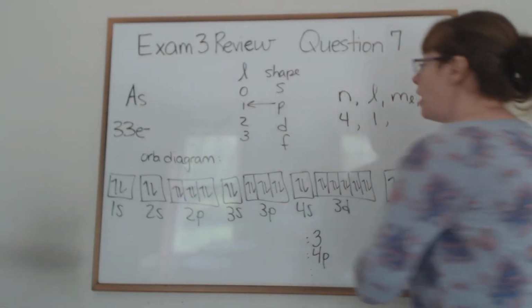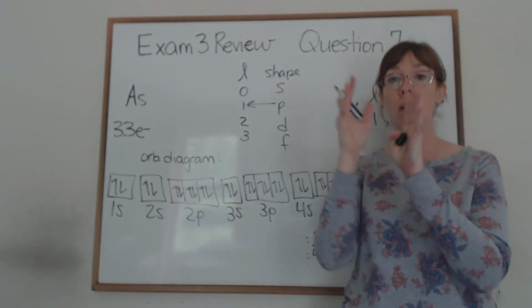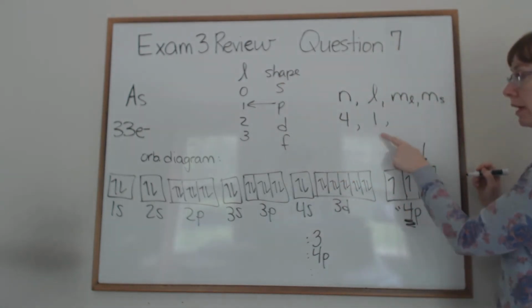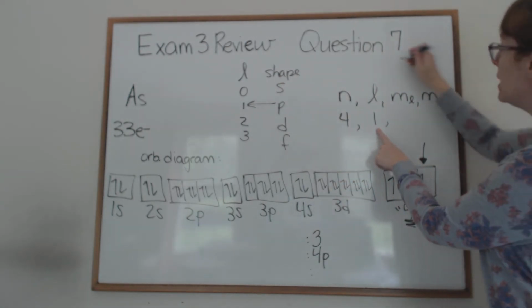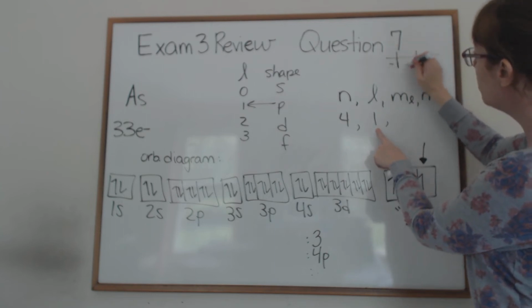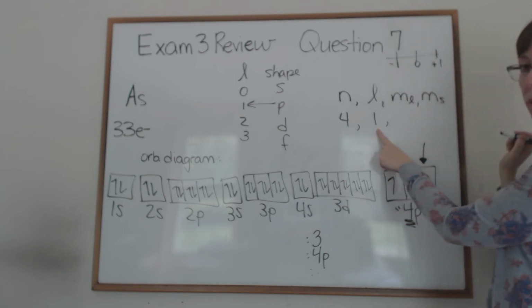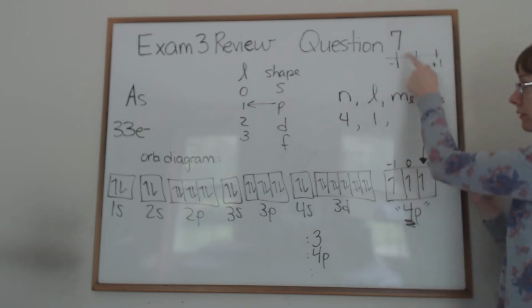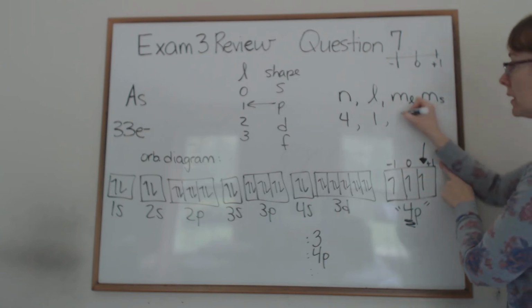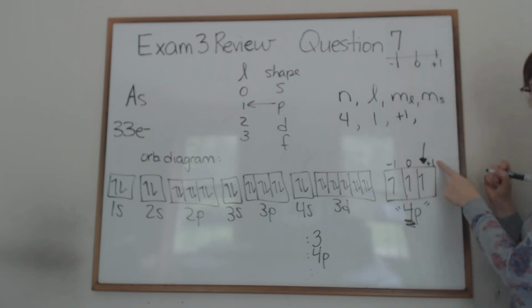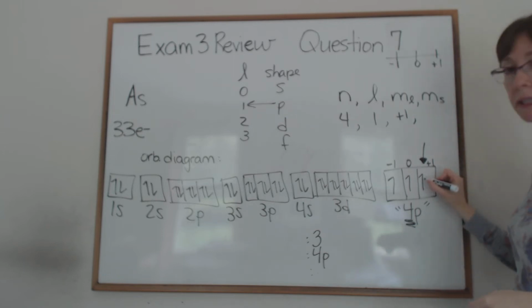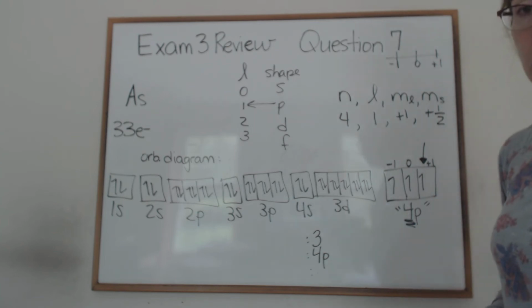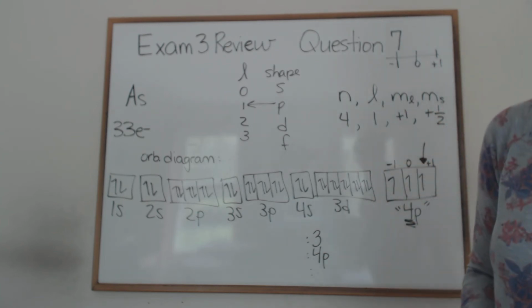Now, the ML values: remember, ML can be all the integers from negative L to positive L. So if L is equal to 1, that means ML can be all the numbers from negative 1 all the way to positive 1 on your number line. And you would just label these in order: negative 1, 0, positive 1, left to right on your number line. So the ML value for this one is positive 1. And the MS value, if it's spinning up, would be plus 1/2. And that is how you would identify the 4 quantum numbers for any one electron.